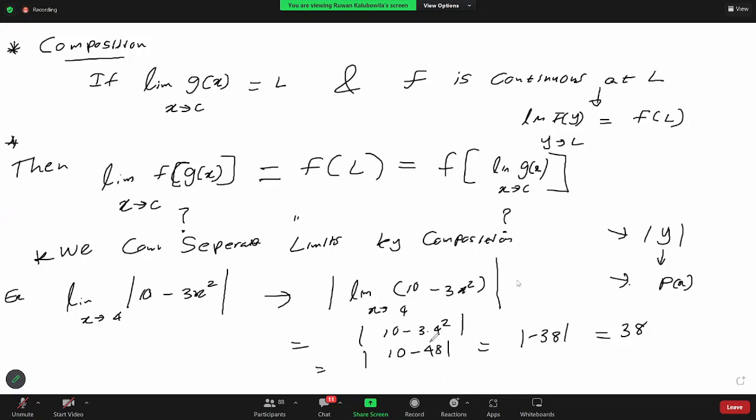The answer for the inside is negative 38. So instead of finding it the other way, it is very difficult to handle this case. But if we use this property, because those are equal, we can separate the limit and find the value. So it is very easy.